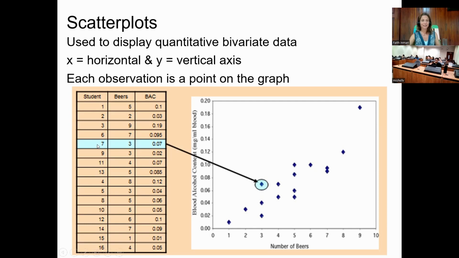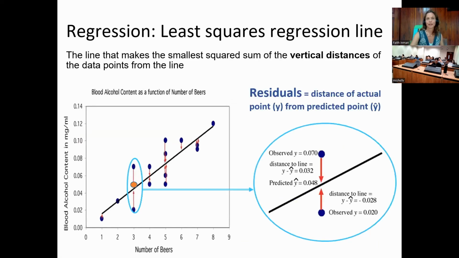So in this case, student 7 is this point here who drank 3 beers and had a blood alcohol content of 7. That's how the scatter plot works. Now, again, with the regression, we get the least squares regression line. Why is it called the least squares regression line? Because it is the line that makes the smallest or the least squared sum of the vertical distances of the data points from the line.